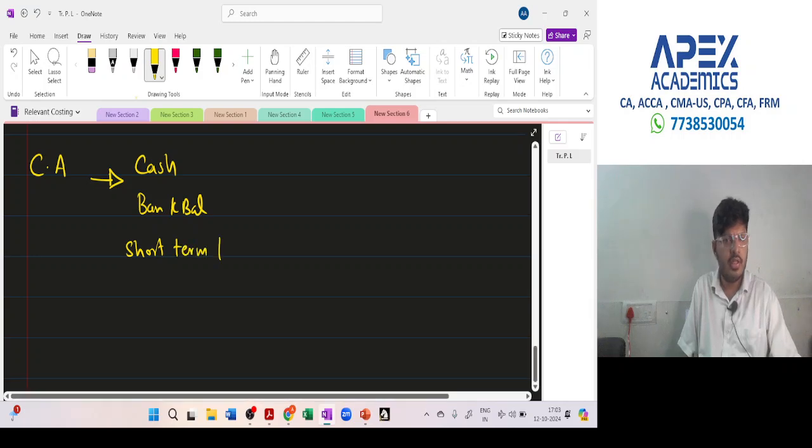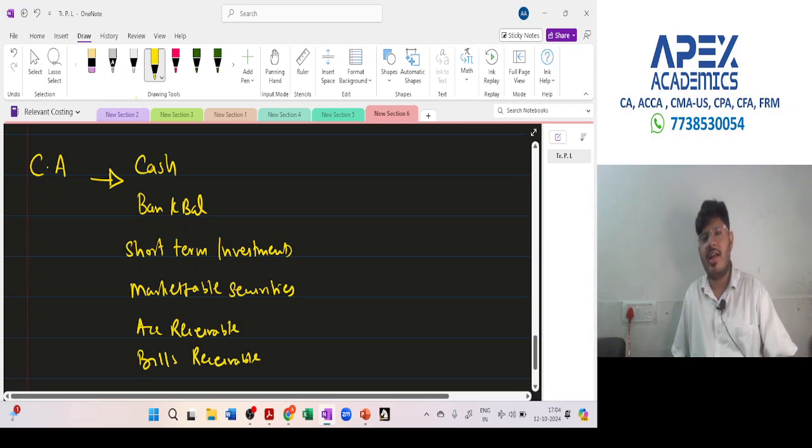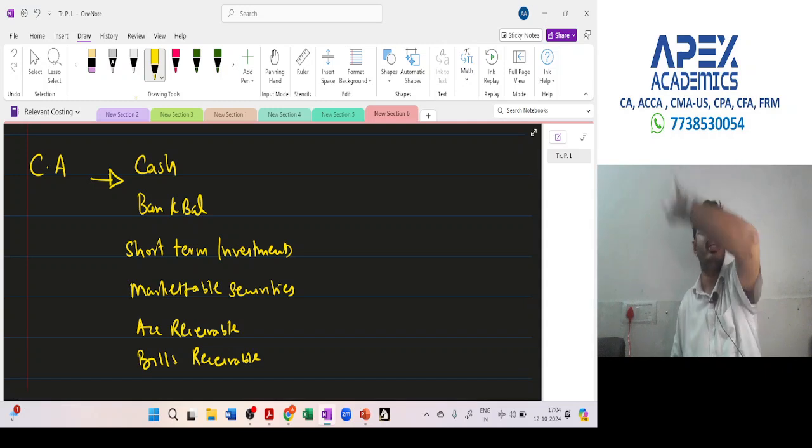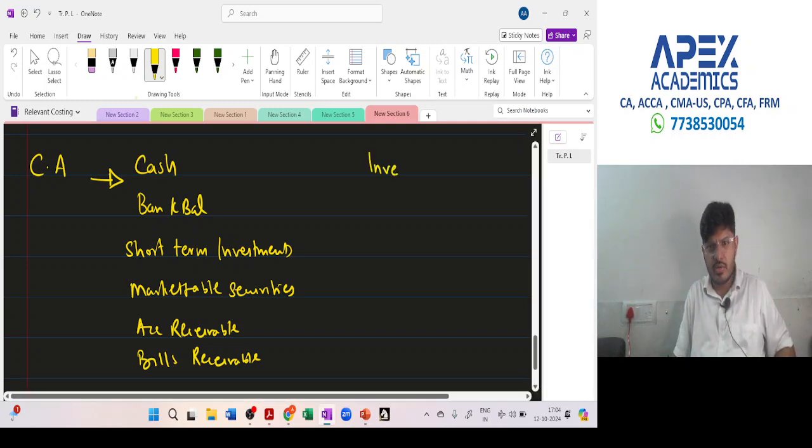Next is marketable securities. Next, accounts receivable. Next, bills receivable. These are classic examples of amounts that will be converted to cash over the next 12 months. One important current asset that we hold is known as inventory or stock.